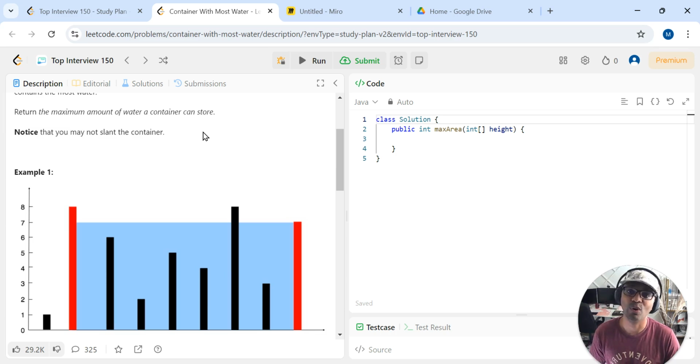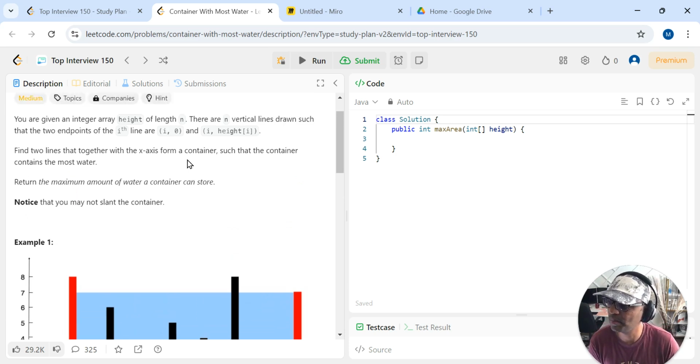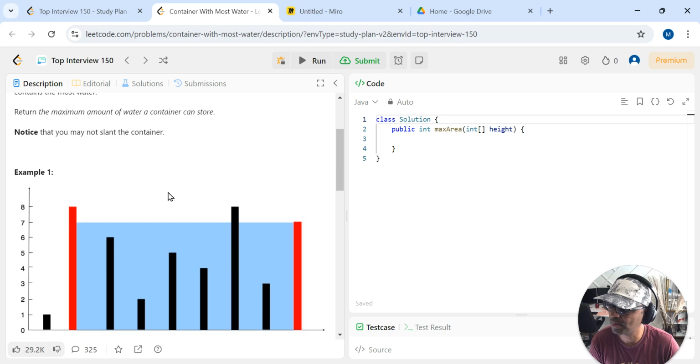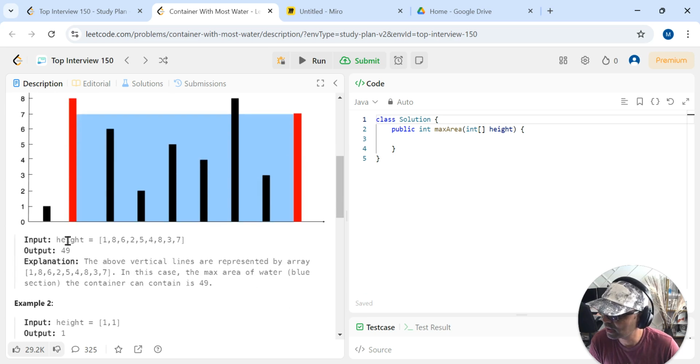Well, I wouldn't have thought of slanting the container anyway, but they have given that as an explicit requirement. To be honest, I did not fully understand the problem, at least not in a full intuitive sense. So let me reread. Actually, let's go through an example. Sometimes that is helpful. And then if we still don't understand it, I'll go back and reread the problem.